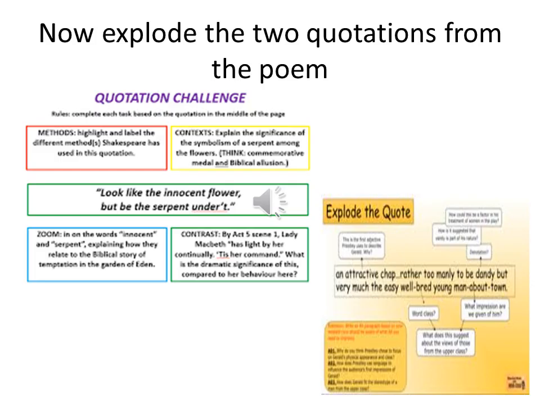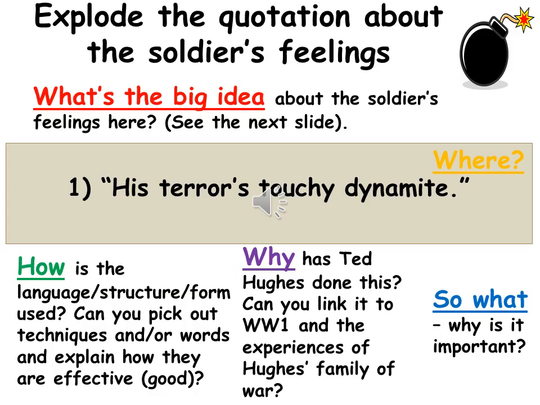So next, I'm going to ask you to explode 2 key quotations from the poem, and on this slide is what that looks like on your page, and this needs to be done in as much detail as possible. So the first quotation to explode is "His terrors touchy dynamite," and this comes at the end of the poem. So I want you to think about and make notes around the quotation itself. So write the quotation out with some space around it, and then around the outside I want you to fill in ideas for each of the questions.